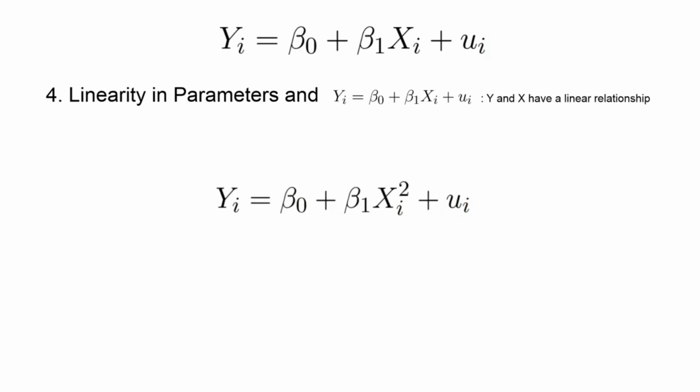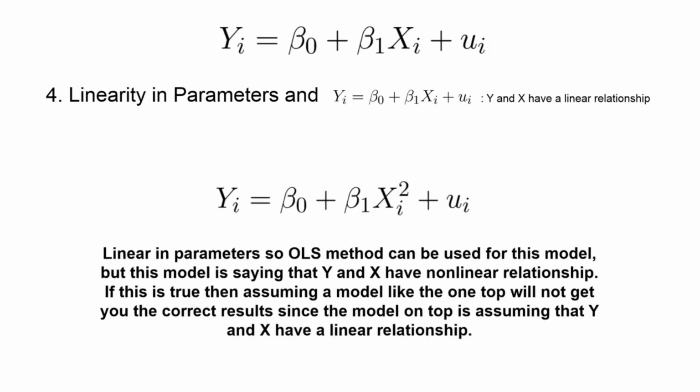How about this one? This model is linear in parameters, and so the OLS method can be used for this model. But this model is saying that y and x have a non-linear relationship. If this is true, then assuming a model like the one on top will not get you the correct results since the model on top is assuming that y and x have a linear relationship. So the bottom line is that if you're assuming a model that looks like this, then you're good to start estimating the betas if the true relationship between y and x follows the model on top.